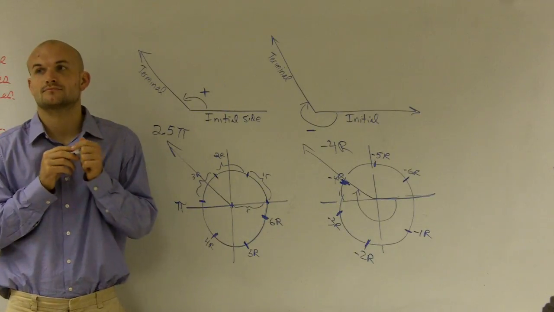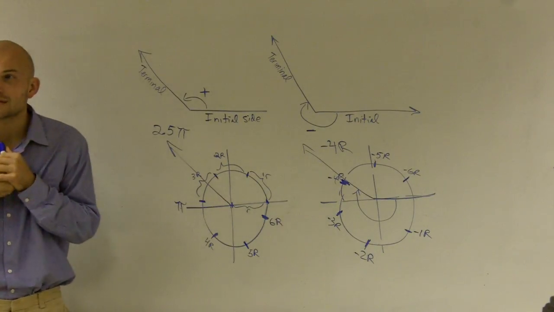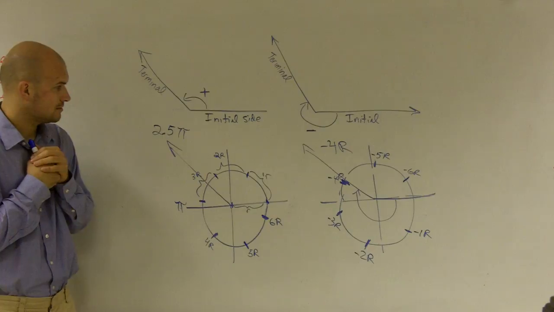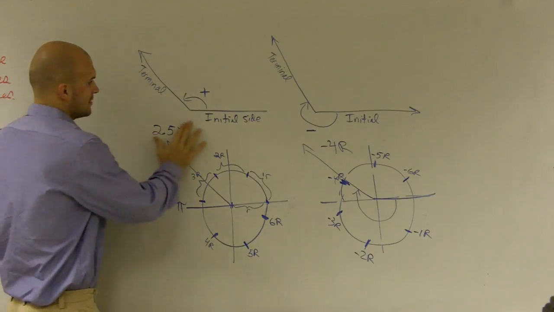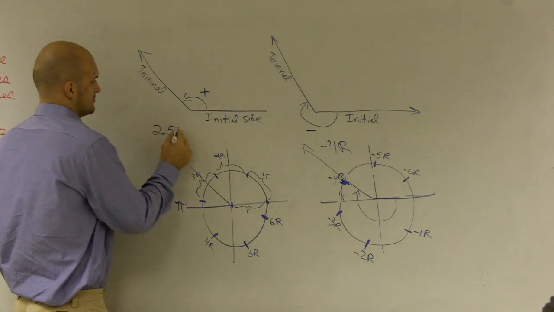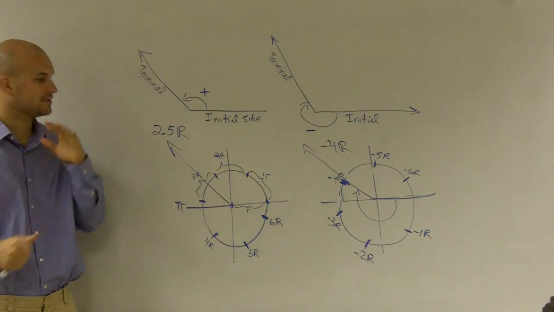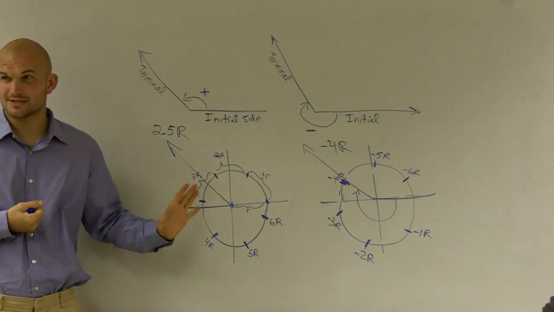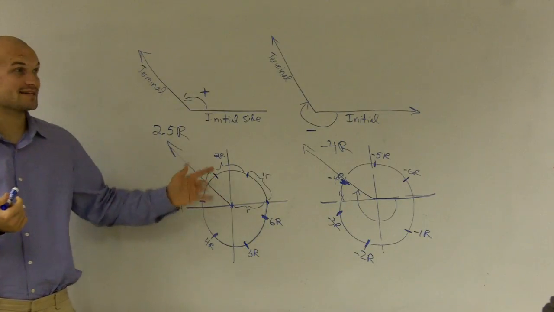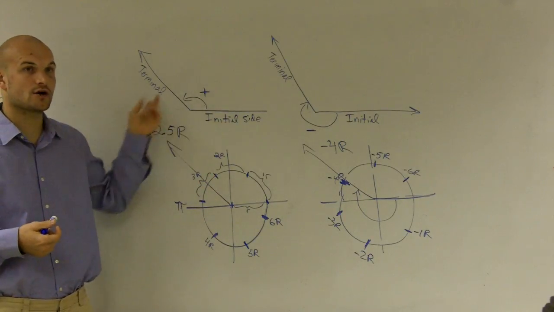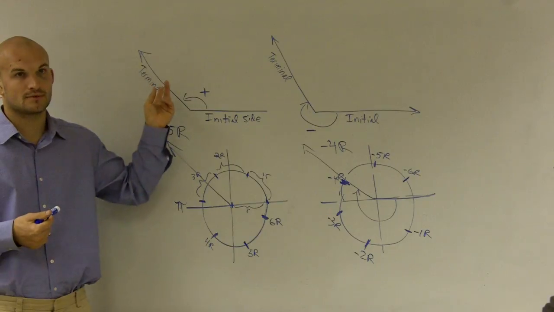Why did you put a pi behind that one with r behind that one? Oh, it's not r. It's not pi. Thank you. There is no pi. We're not talking about pi right now, just radians. Does that make sense? Any other questions? So the negative sign is going to indicate which direction you go.